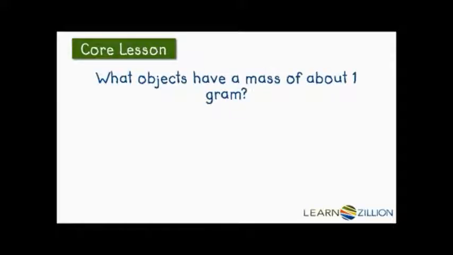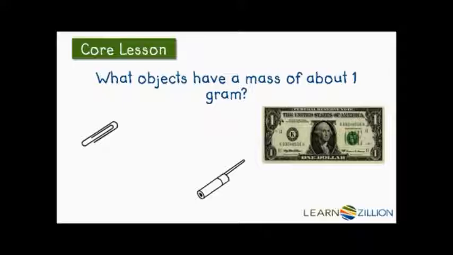So we're going to use benchmarks to help us estimate mass. Benchmarks are objects or things that we know the mass of already. So we know that a paper clip has a mass of about 1 gram, so does a pen top, a dollar bill, and a peanut. So we can use these as benchmarks of 1 gram.